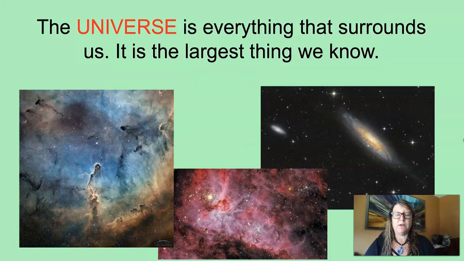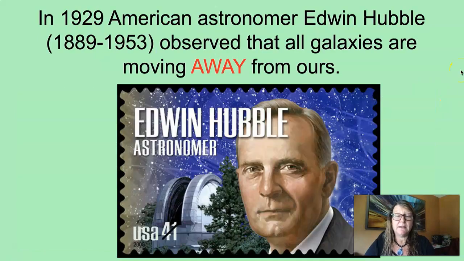The biggest thing that we know of is the universe. It's everything that surrounds us. It's the largest thing we know. Here are some of the things that we can see when we look out at our universe. These are nebula that are part of our galaxy, and these are other galaxies that are very far away from us.